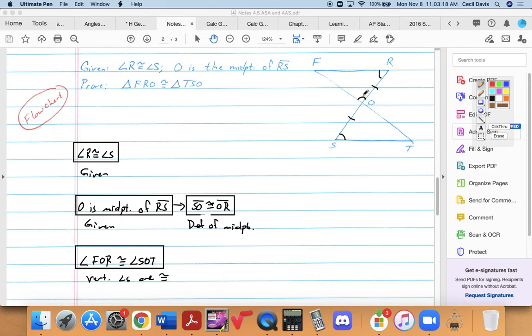I have a question. Why wouldn't you put the definition of vertical angles? That's a good question. The definition of vertical angles says that vertical angles are two non-adjacent angles formed by two intersecting lines. So it never tells us about that. Oh, so it doesn't tell you that they're congruent, does it? It just tells you what they look like.